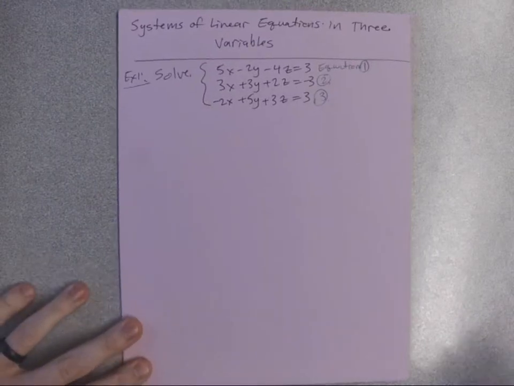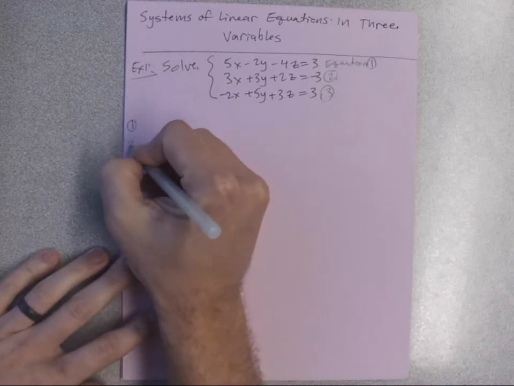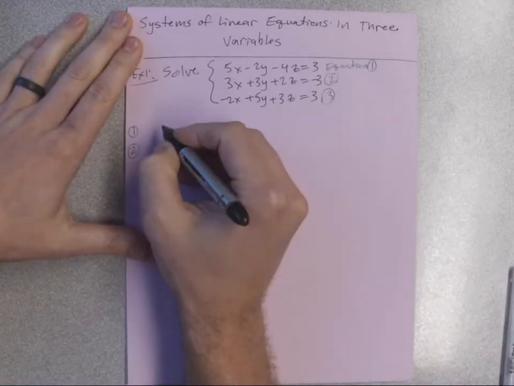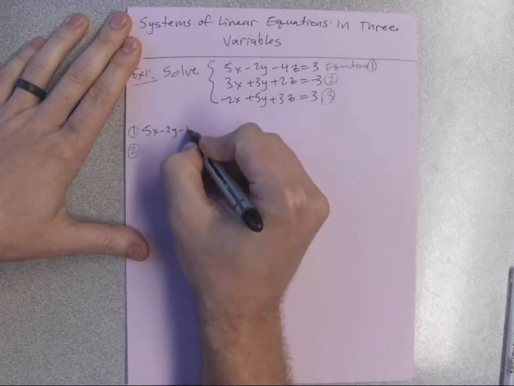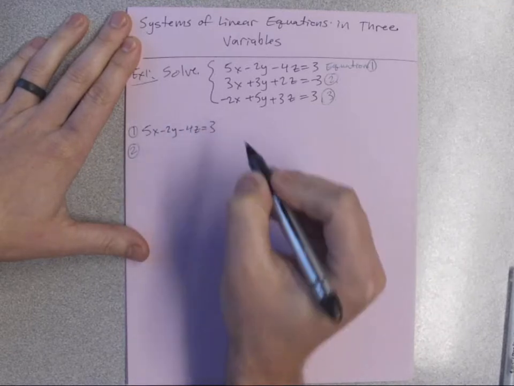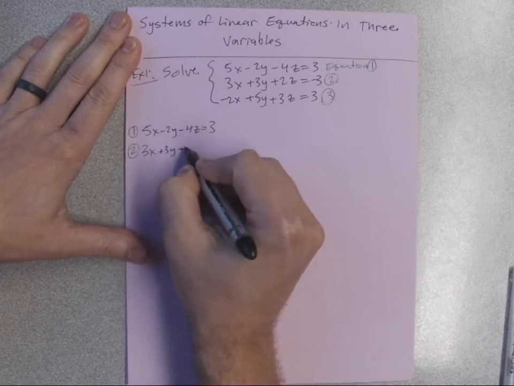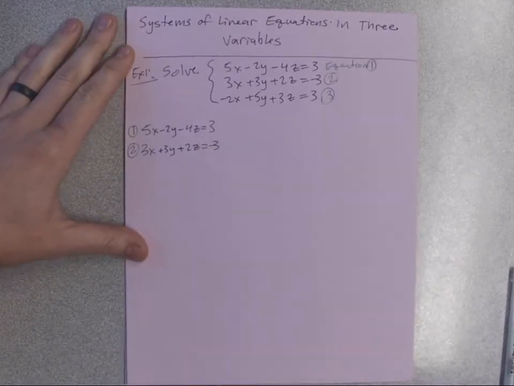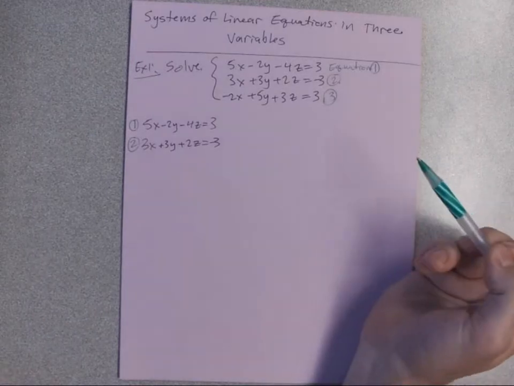So what I want to do, or what we want to do, is start with equation 1 and equation 2. All right, and let's just write what those are next to here. So 5x minus 2y minus 4z is equal to 3. And then here I'm going to write equation 2. Alright, so now I want to do the addition method. I want to eliminate one of these variables.